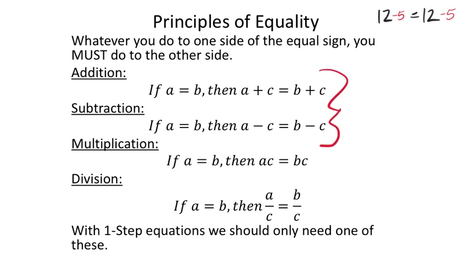So in addition and subtraction, and this if-then stuff is just a really nerdy way to say whatever you do to one side, you got to do to the other side. So like the A equals B, that's an equal statement. So if you add something to the A and add something to the B, it maintains its equality. This is true for all 4 operations, whether it's addition, subtraction, multiplication, or division.